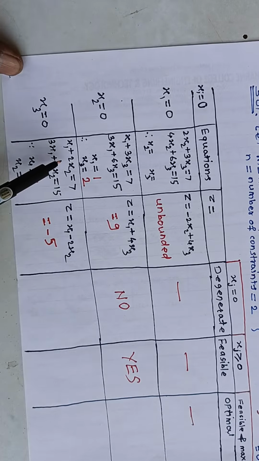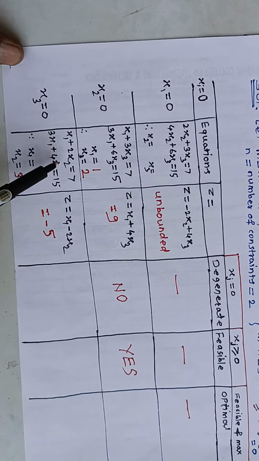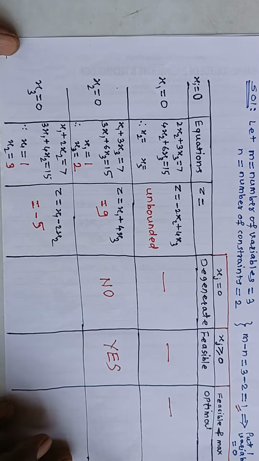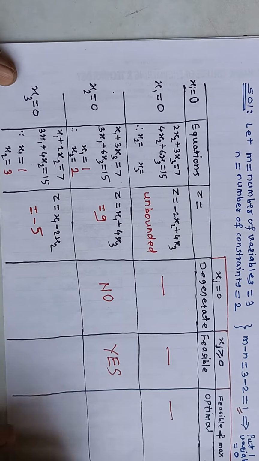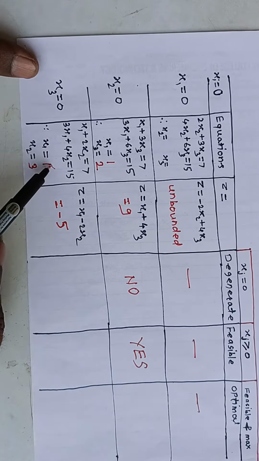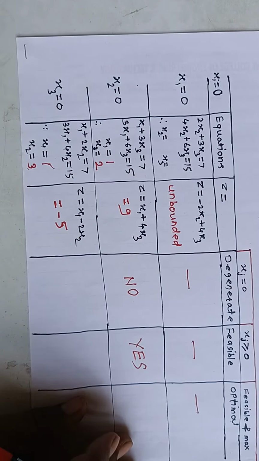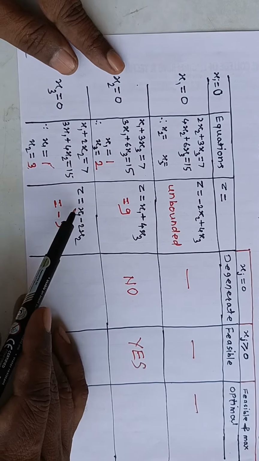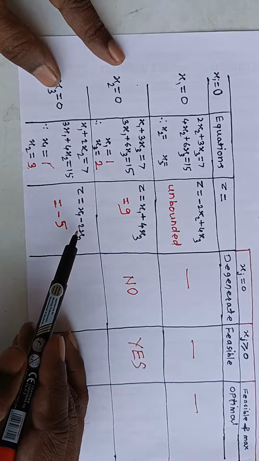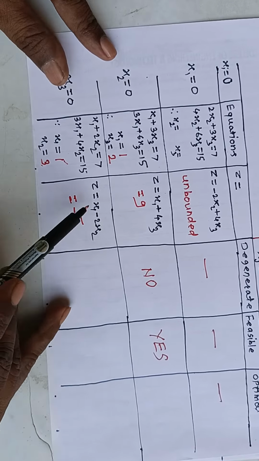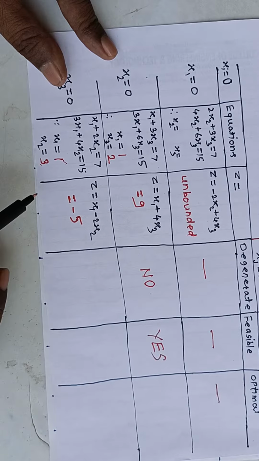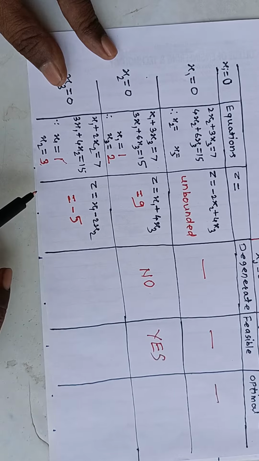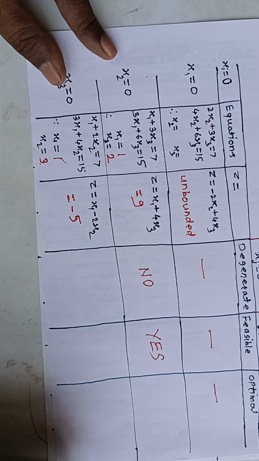Solve these two equations simultaneously either by a mathematical method or using a calculator. We will get the value of x1 is 1 and x2 is 3. Put these two values in z, considering x3 is equal to 0. Then you will get the value of z: x1 minus 2 times x2, x2 is 3, 1 minus 6, that is minus 5.